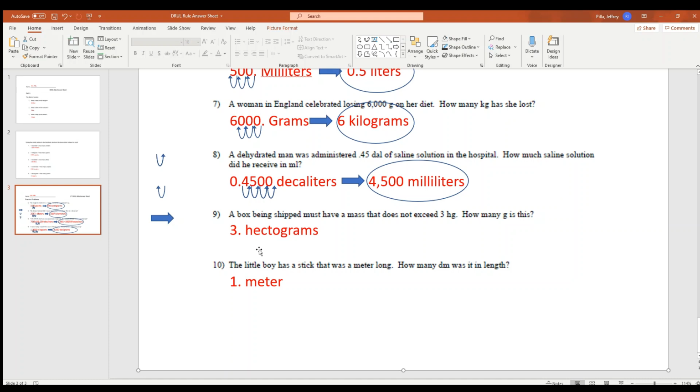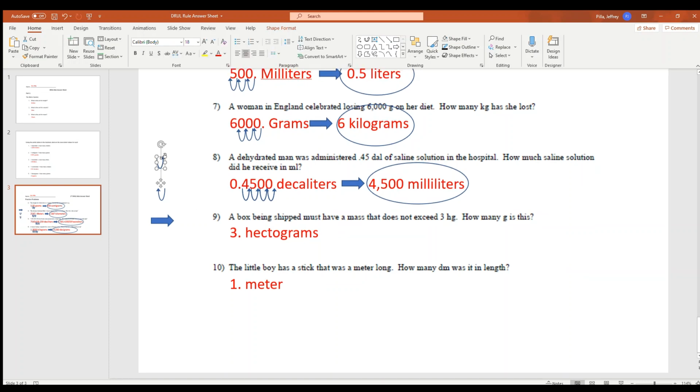All right, number 9. A box being shipped must have a mass that does not exceed 3 hectograms. How many grams is this? All right. So we have a box that is 3 hectograms. We're going from hectograms to grams. When you go from hectograms to grams, you go down the staircase, 2 steps down, so you're going to move the decimal place 2 steps to the right.